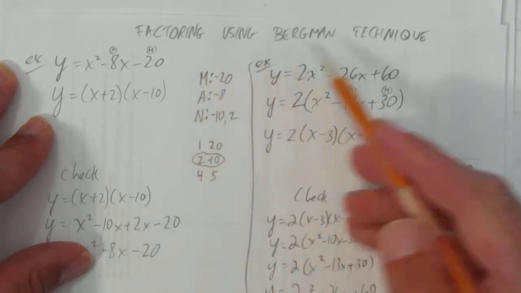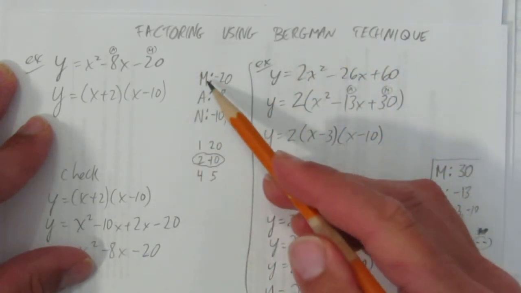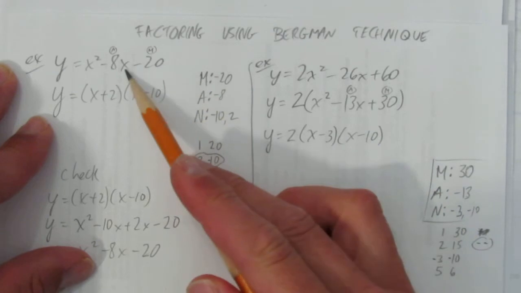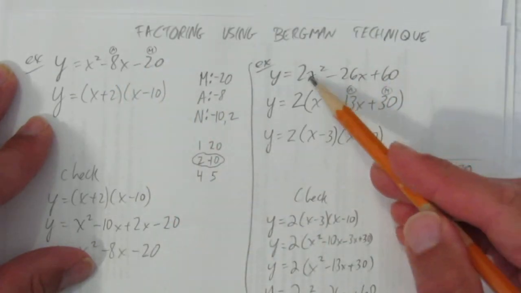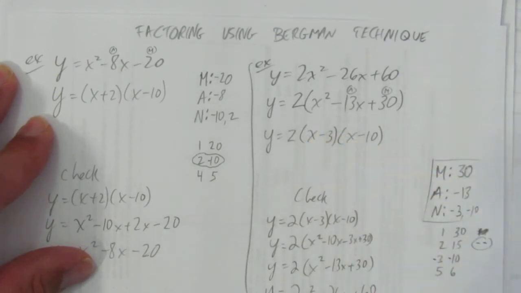So you've learned how to factor using Bergman technique: multiplies to something and adds to something. This is always your multiply term. This is your add term. But don't forget to check if you need to common factor first.